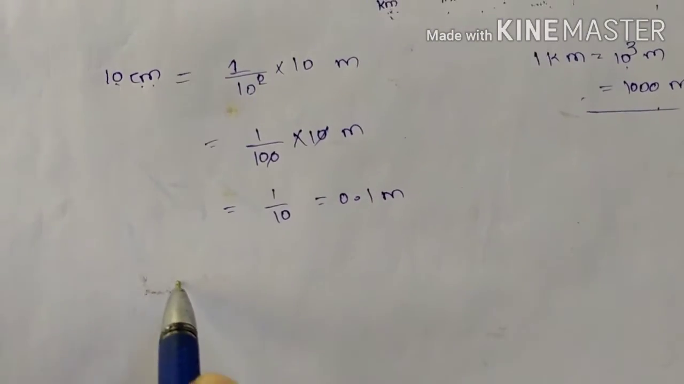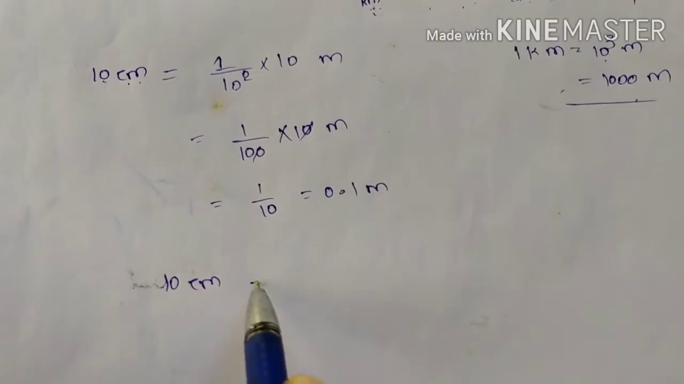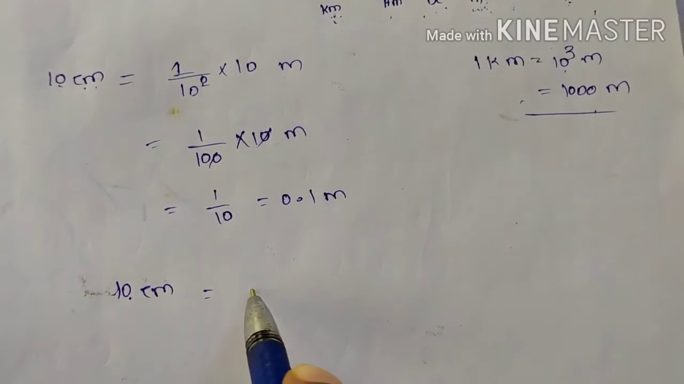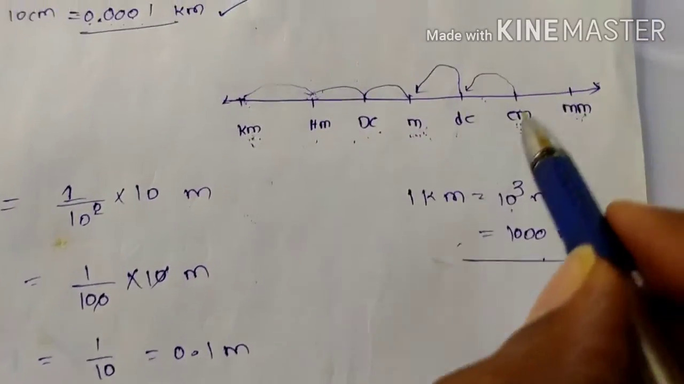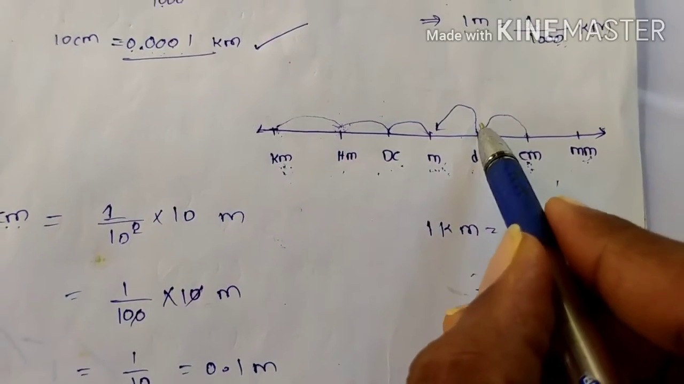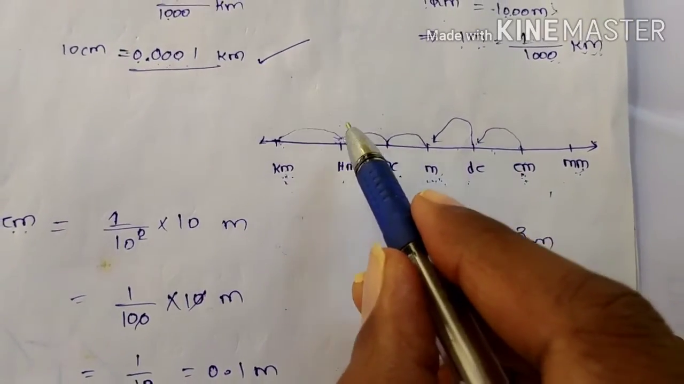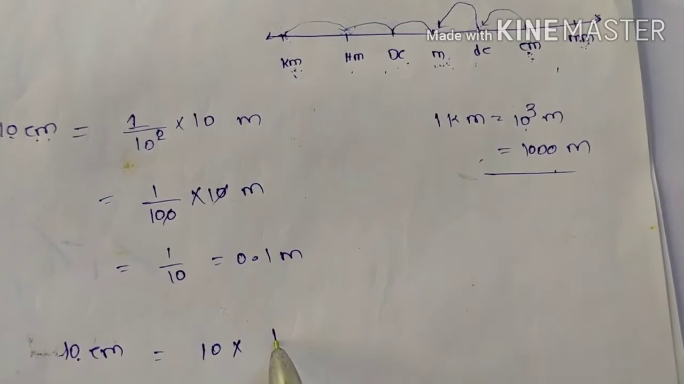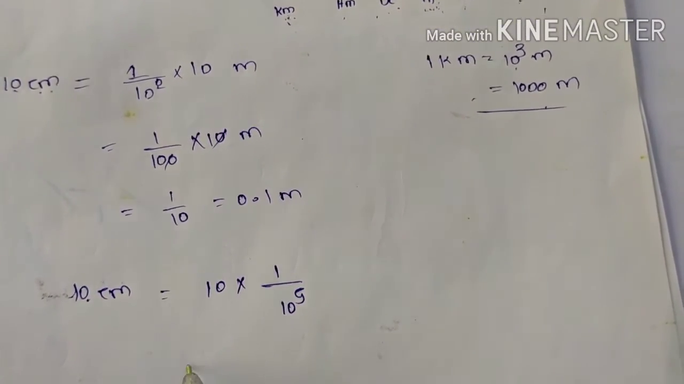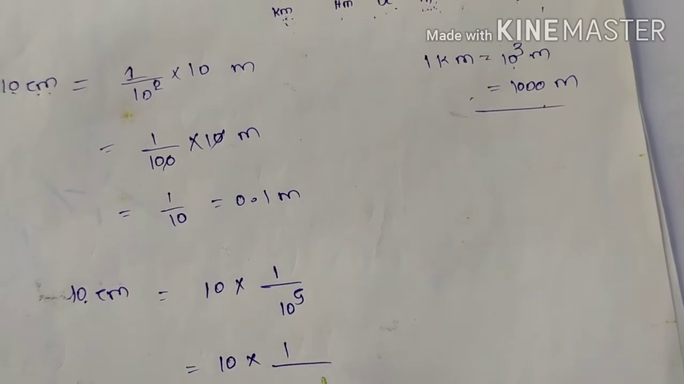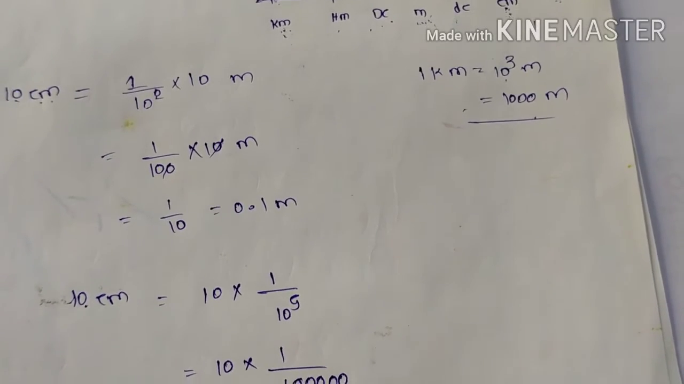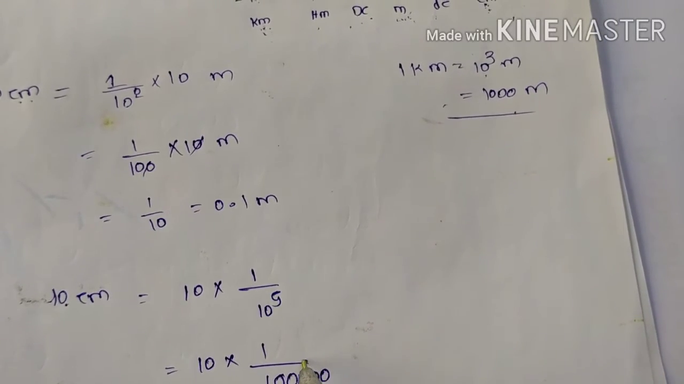See one more here. 10 centimeters, we need to convert into which one? Kilometers. That means you can write here 10 into. Centimeters into kilometers. How many moves you can see here? 1 move, 2, 3, 4, 5 moves. That means you can divide with 10 power 5. That means you can write here 10 into 10 power 5 means you can write here 1, 2, 3, 4, 5. Just 5 zeros.